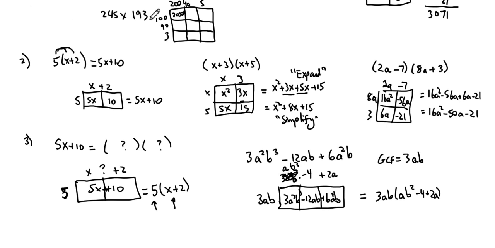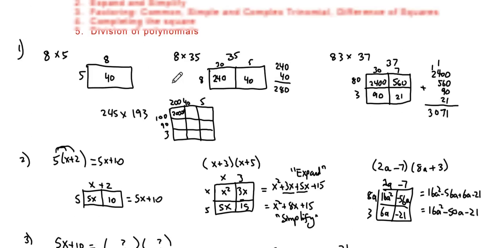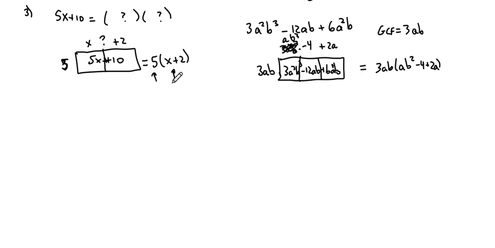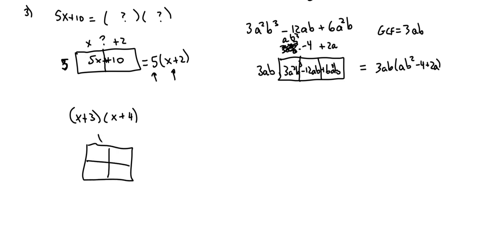But what if I had a different kind of factoring? What if I had a simple trinomial? So let's have a look. With a simple trinomial, I'm going to remind us how we multiplied. So when we multiplied this one, what we did was with the area model, we put the x here and the 3 here, the x here and the 4 here. We filled in the boxes.